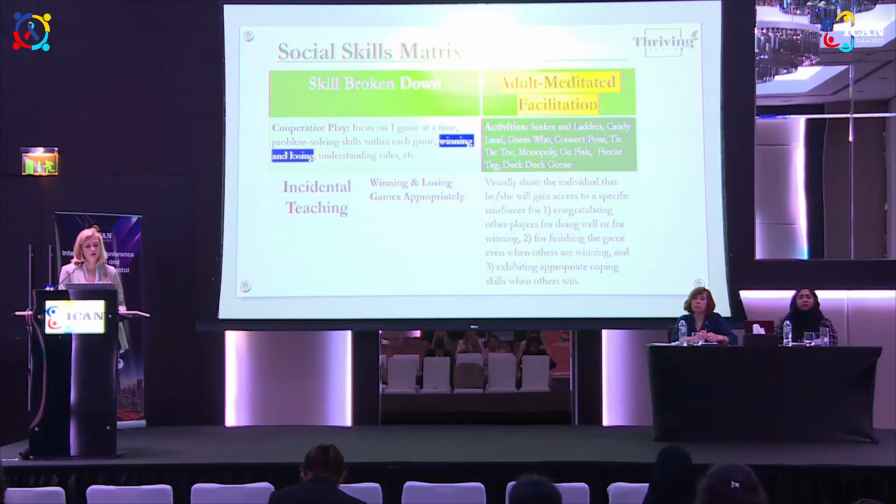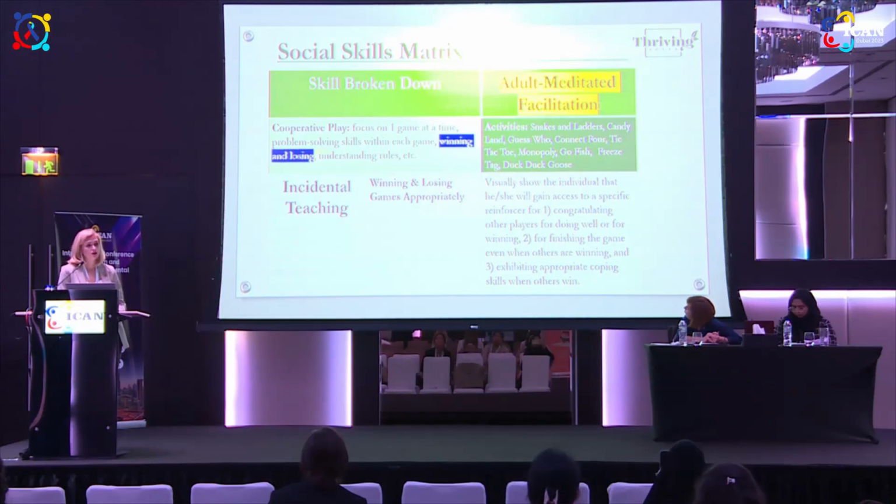So if we're looking at cooperative play, we might break it down and focus on one game at a time. There's problem-solving skills within that game, winning and losing, and understanding rules. Those are some of the skills related to cooperative play, and then we're going to select winning and losing. That's the specific skill that the person is having difficulty with that we're going to help with. There's lots of games and activities depending on the age that you can play with, or you can teach through.